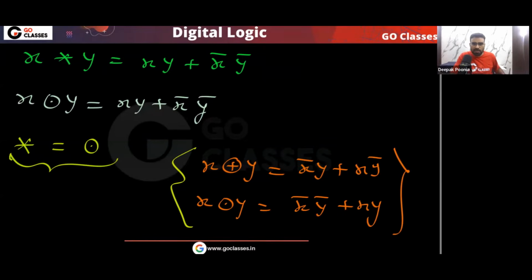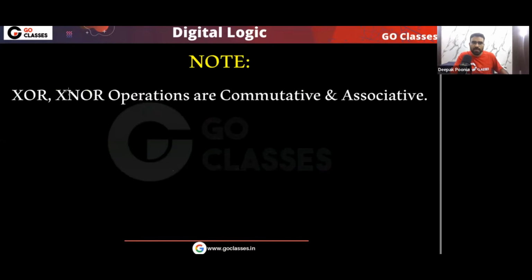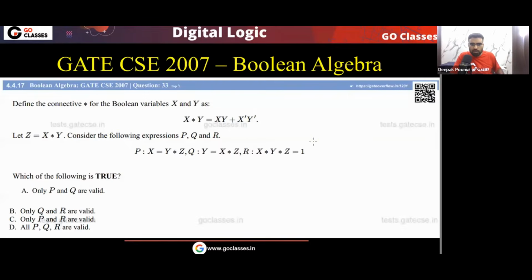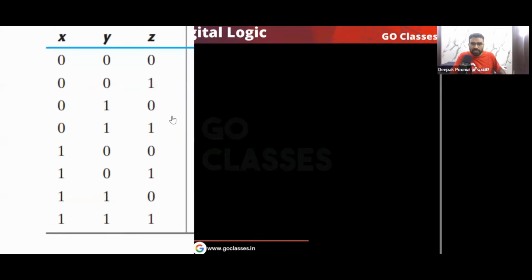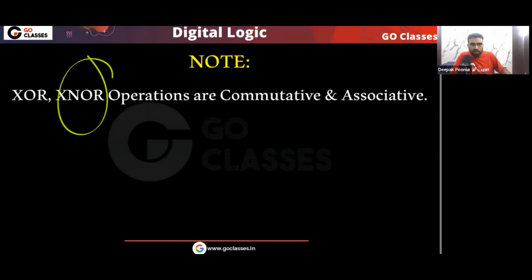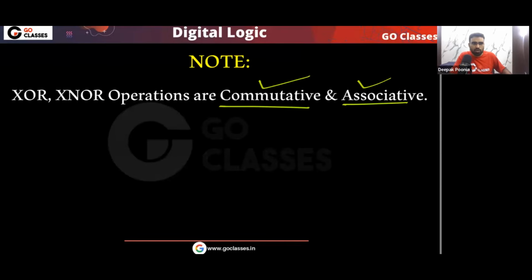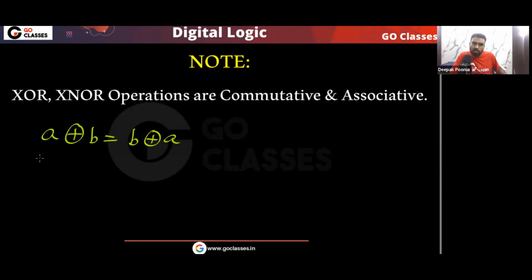Very simple. Now let's see the next thing. Let me tell you that XNOR and XOR operations are commutative and associative. Before we further solve this question, let me tell you that the XNOR operation and also the XOR operation are both commutative as well as associative. Commutative simply means that A XOR B is the same as B XOR A. Similarly, XNOR is also commutative. So A XNOR B is the same as B XNOR A. So this is the commutative property.